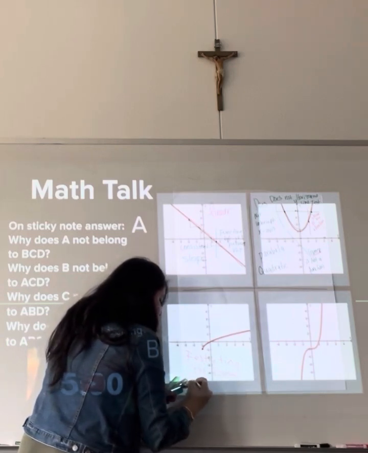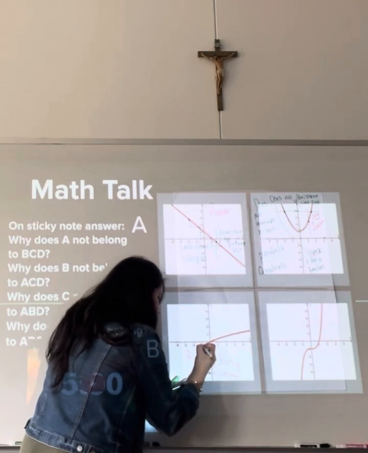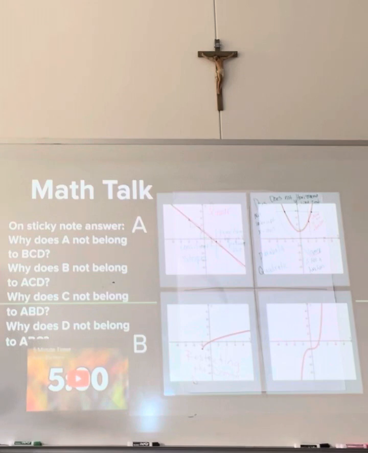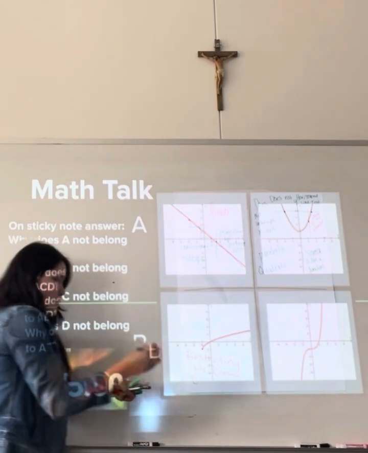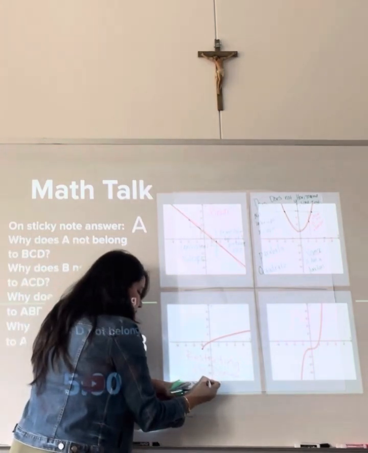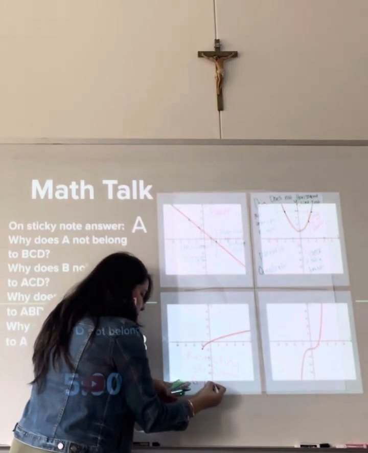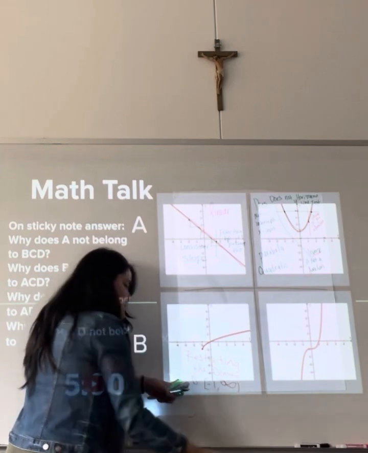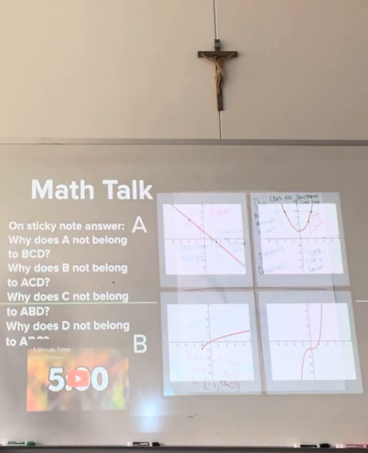What would be the domain for this one if this value right here is -1? Anyone want to attempt writing the domain for that? What would be the domain for that in interval notation? Bracket or parentheses? Bracket, -1, comma, infinity. Yes?